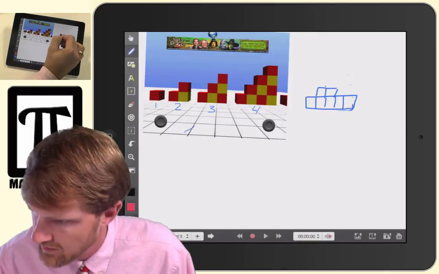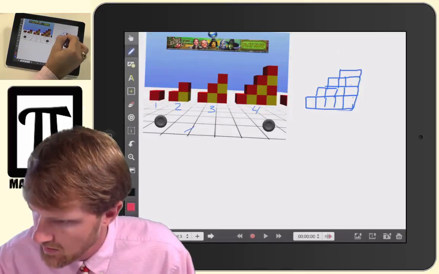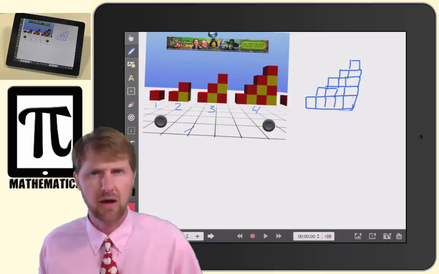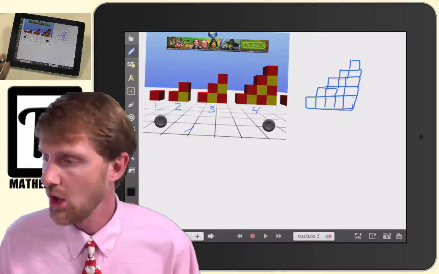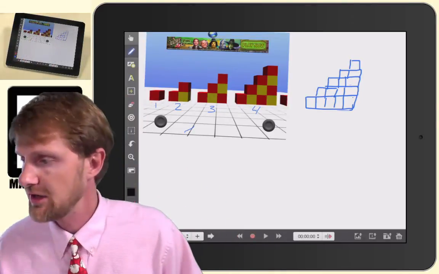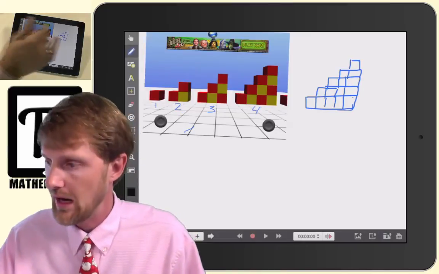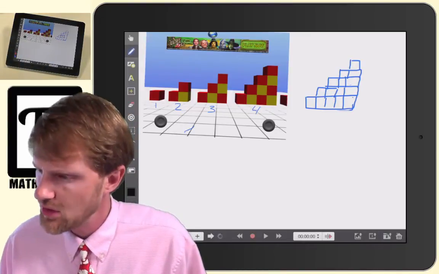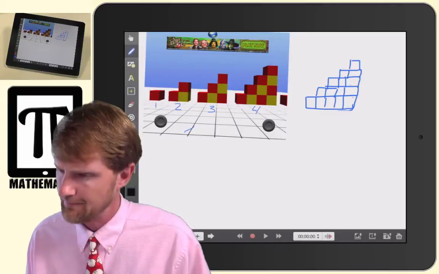1, 2, 3, 4. 1, 2, 3. 1, 2, and 1. Alright, so we got our staircase. Not at all drawn to scale. Should have taken a little bit more time, but we got it. Okay? And we're trying to draw how many red ones are going to be in there.